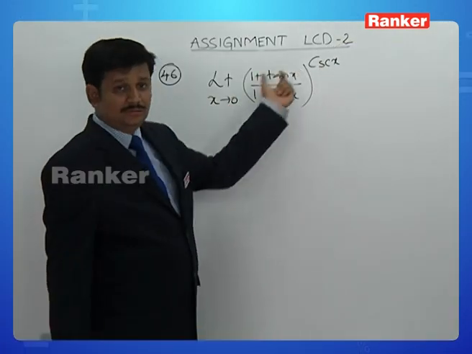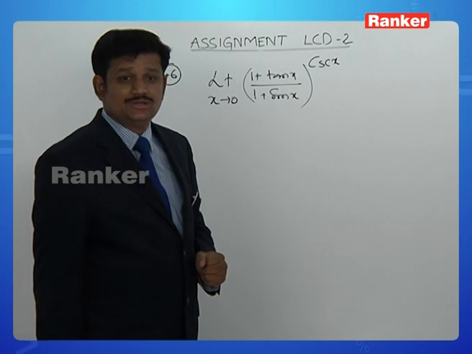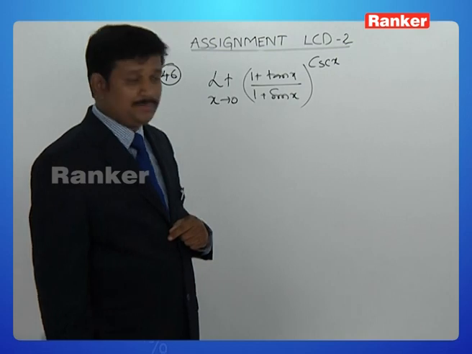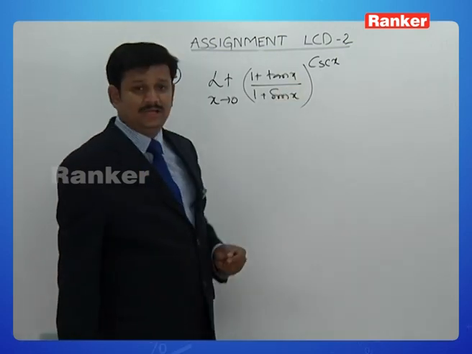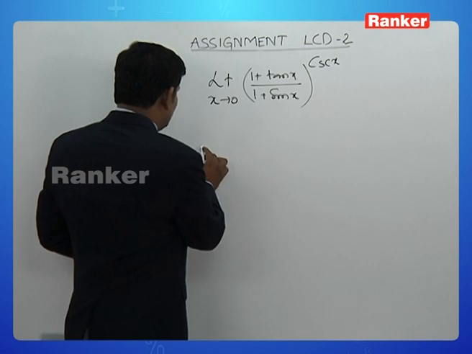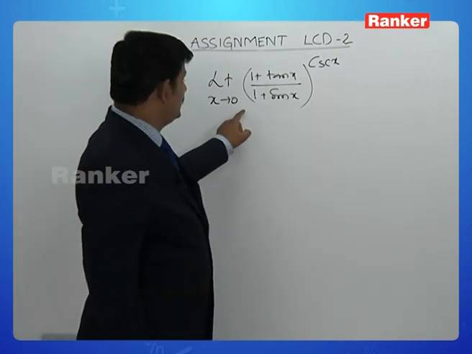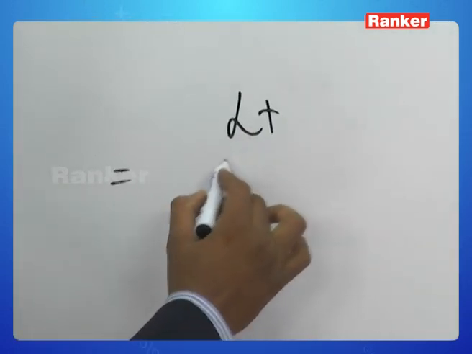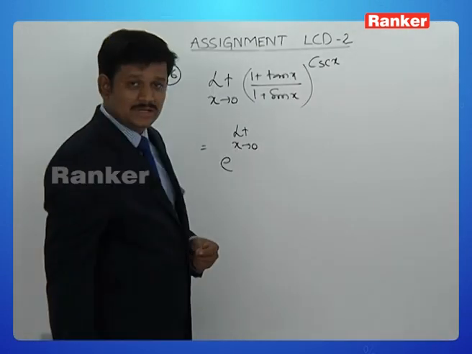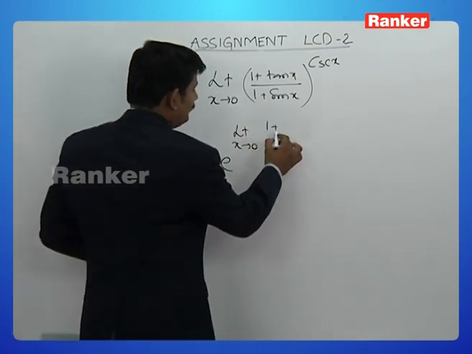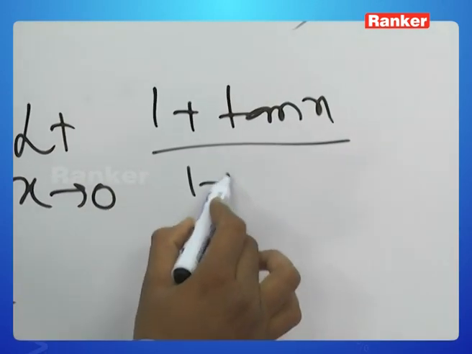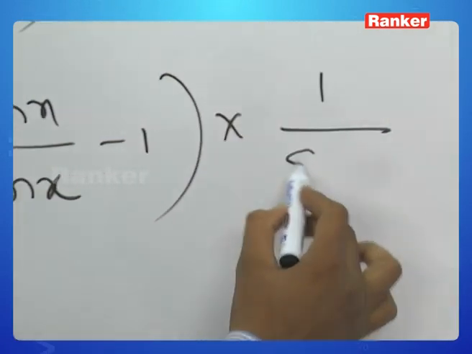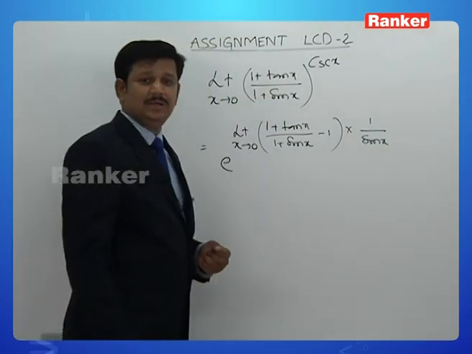And as x tends to 0, we all know cosecant x tends to infinity or minus infinity based on x tending to 0 minus or 0 plus. So, this is 1 power infinity form. And in every 1 power infinity form, we write limit x tending to a of f of x power g of x as e power limit x tending to a, it is 0 in this case, of f of x minus 1, that is 1 plus tan x by 1 plus sin x minus 1, into g of x, which is into cosecant x or 1 by sin x.